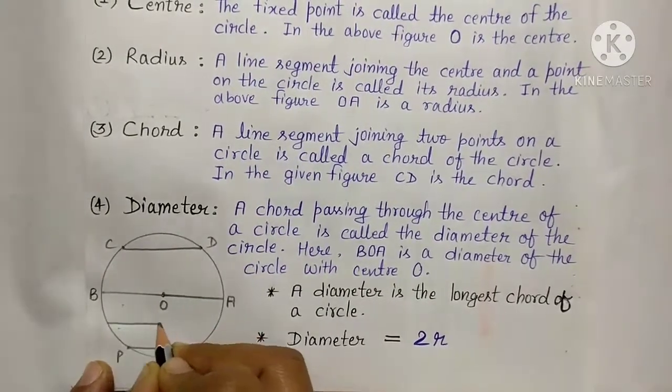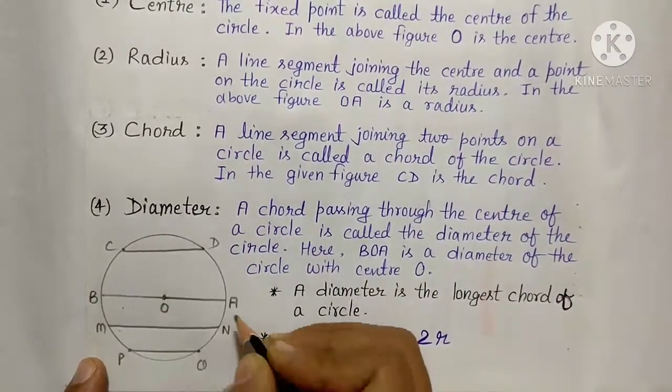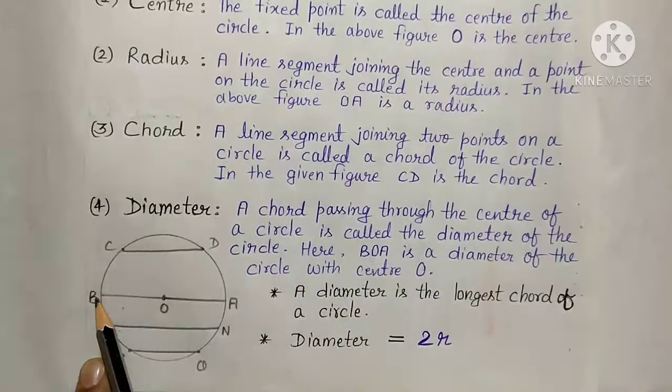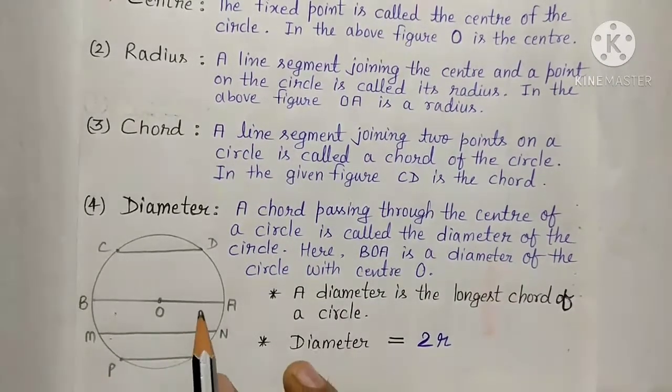Join one more line like this, MN. When you measure all these lengths, you will find that this center line BA, this chord, is the longest chord of this circle because it's passing through the center point, and this is called the diameter. So diameter is the longest chord of the circle.